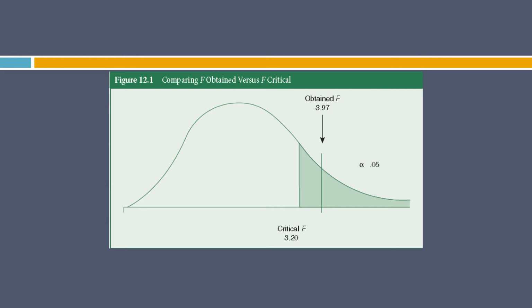You'll notice that the F curves are slightly different than the Z normal distribution and the T distribution. The F curves are only positive. Why is that? Well, we squared all the numbers and then created a ratio out of them. We didn't square root them or turn them back into original numbers, so they're all positive numbers. So here is the critical F value of 3.2. Our obtained F value is 3.97, so it falls within what we call the rejection region. So we reject the null hypothesis in this case.